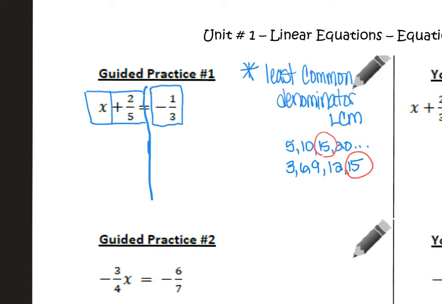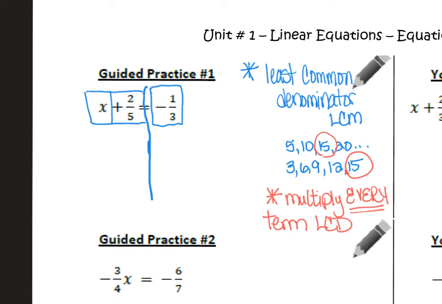So then the next thing you're going to do is multiply, and this is very, very important. You have to multiply every single term by that least common denominator, or LCD. You have to multiply every term. So in that first example, we have 3 terms. So we're going to multiply this term by 15, this term by 15, and this term by 15.